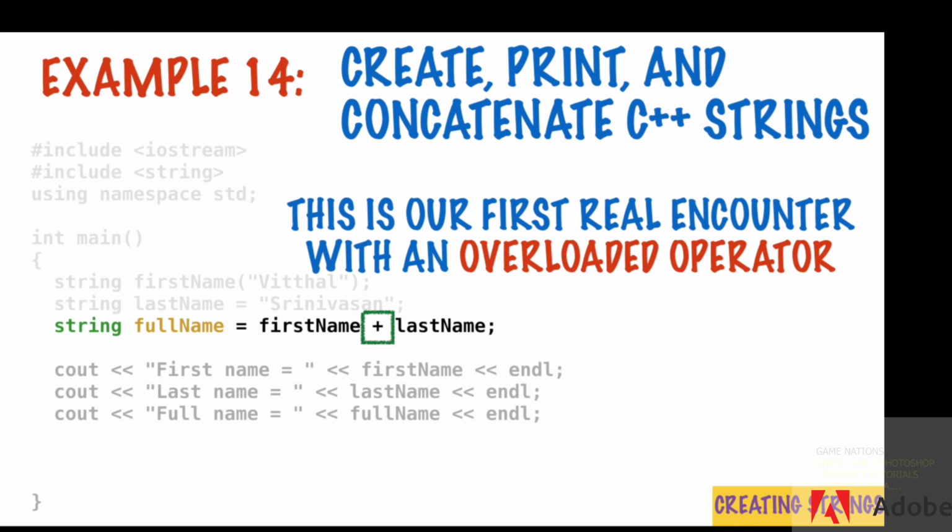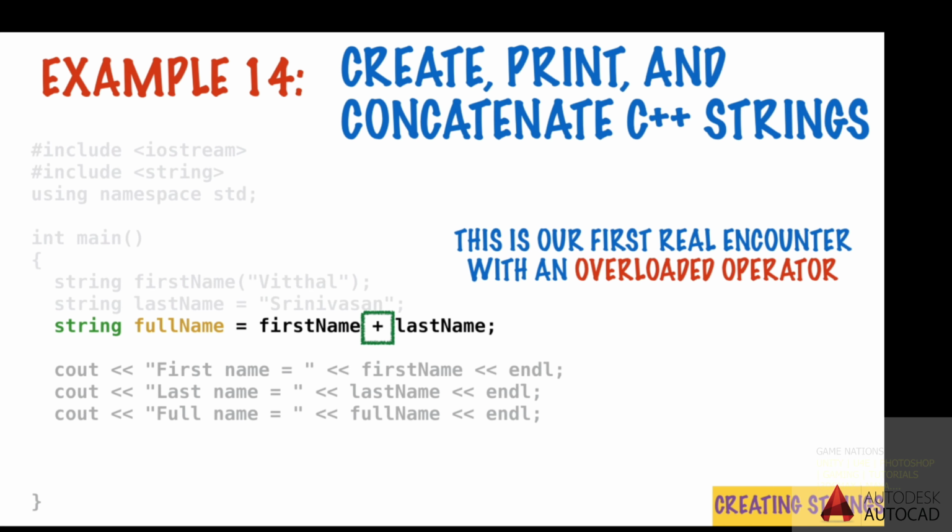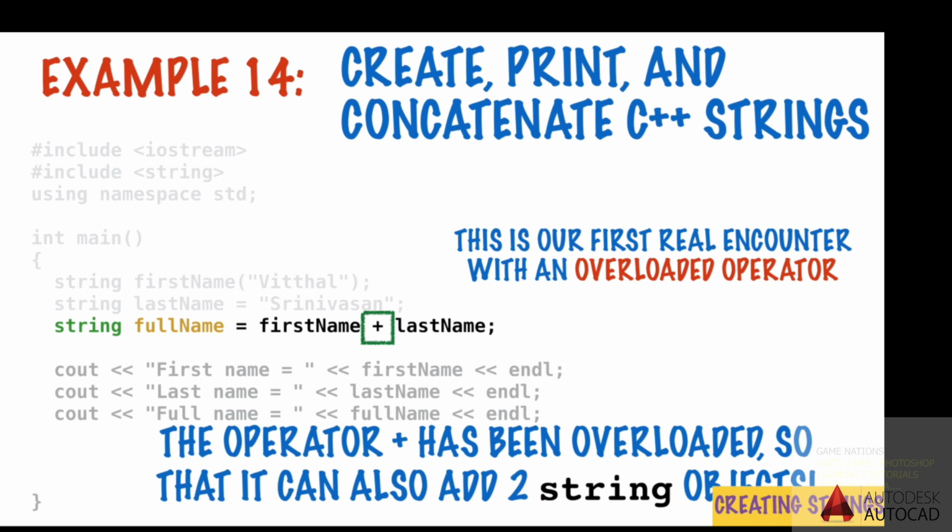And this is also our first real encounter with an overloaded operator. What does that mean? The string class has overloaded the plus operator such that two string objects can be added together, and the outcome of that addition will be a third string. It's just so intuitive, it's very much like adding numbers. This operator overloading is a powerful and, in fact, a ubiquitously used part of the C++ language.